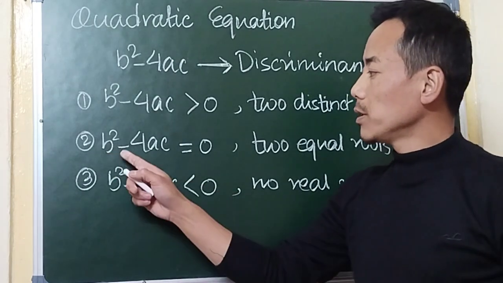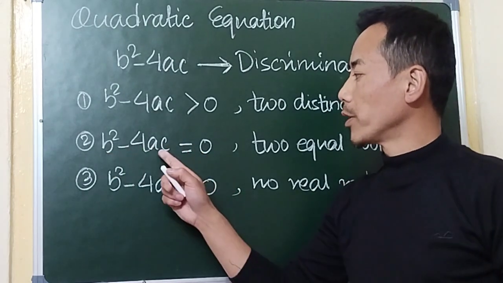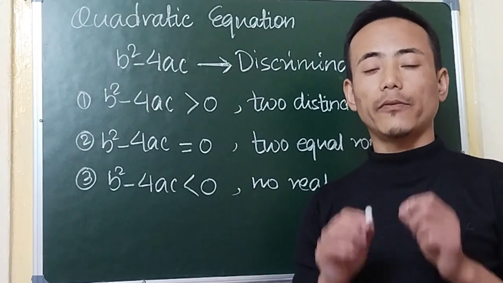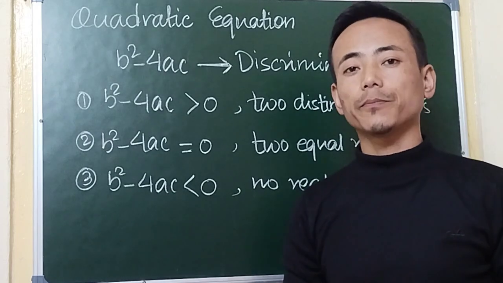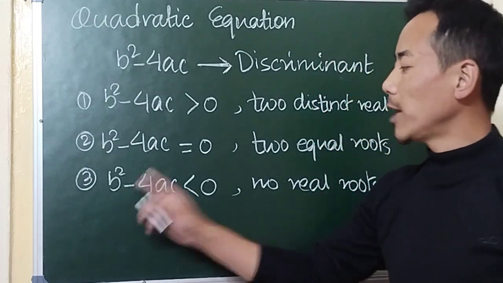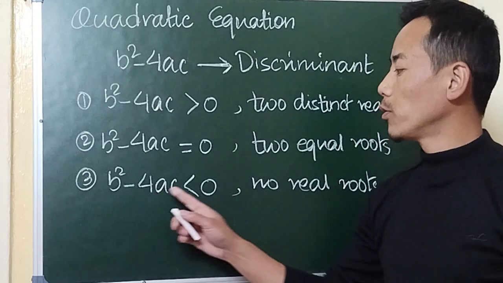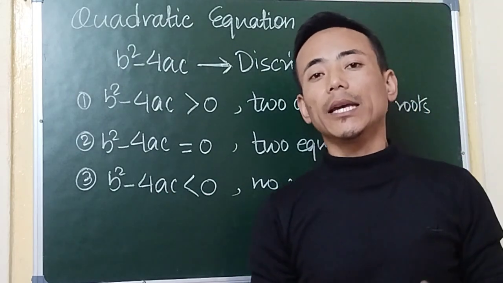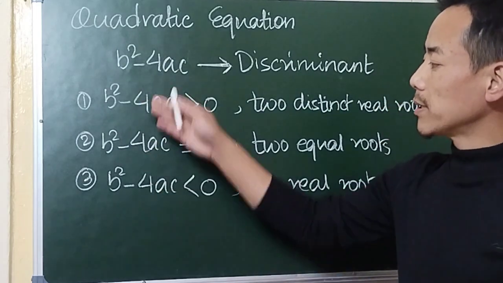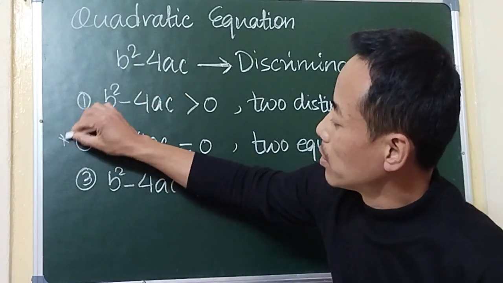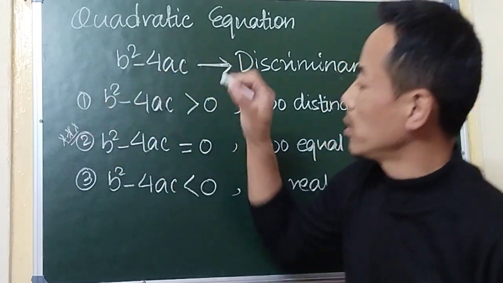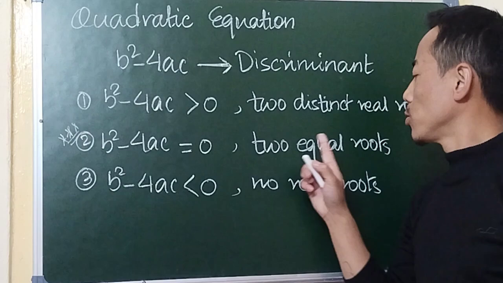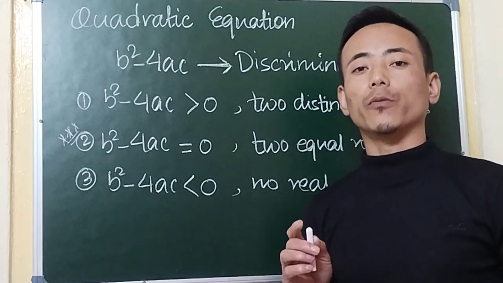Case number 2, if b square minus 4ac, or the discriminant, is equal to 0, then the two roots are equal, or the value of x will be the same for the quadratic equation. And if this value is less than 0, that means b square minus 4ac is less than 0, then there will be no real roots for that quadratic equation. So out of these three cases, case number 2, where b square minus 4ac equals 0, is important, and will give us two equal roots of a quadratic equation.